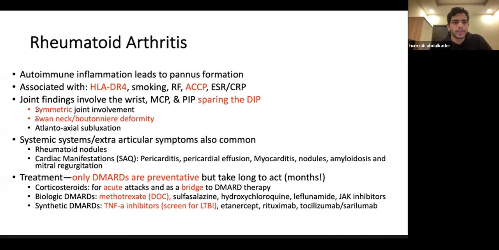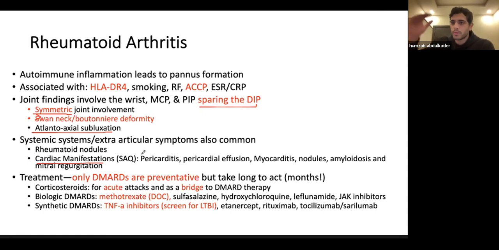You should know that symmetric involvement is important. That's a way to differentiate it. It spares the DIP, which is different from osteoarthritis, which does affect the DIP. Atlantoaxial subluxation is something they like to ask about, so you should know that as well. And also systemic symptoms. The reason I put cardiac manifestations here specifically is because this came as an SAQ for us, which literally just read: what are the cardiac manifestations of rheumatoid arthritis? It was mentioned nowhere except in a clinical lecture. So make sure you do Sahibani's clinical lectures very well, because it does come.